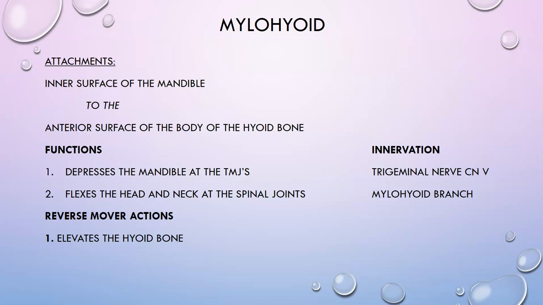Remember, depression is opening. And it flexes the head and neck at the spinal joints. So if the mandible is fixated, it brings the chin down towards the chest. And much like the other muscle, if the mandible stays fixed and the neck stays fixed, then its reverse mover action is to elevate the hyoid bone. It is also innervated by the trigeminal nerve, cranial nerve 5, and it is innervated by the mylohyoid branch.